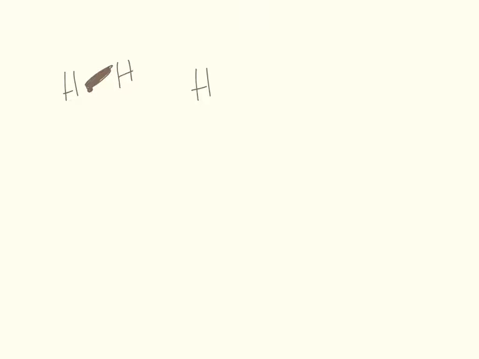Now the same thing happens when hydrogen and chlorine get close to one another. Right? Chlorine has 7 valence electrons, so I'm going to draw 7 valence electrons around chlorine. And this electron then is going to be pulled over here towards chlorine. And so, just like in the other one, these electrons are going to be shared.